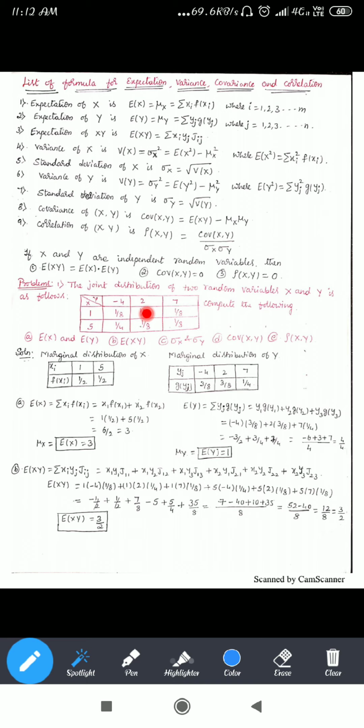Next, the first problem we'll see. Very easy concept. The first problem is very, very important. It is the basis for all kinds of problems. So now we see the joint distribution of two variables x and y is this. Y is this and x is this. Now compute the following. So how to find E of x and E of y?